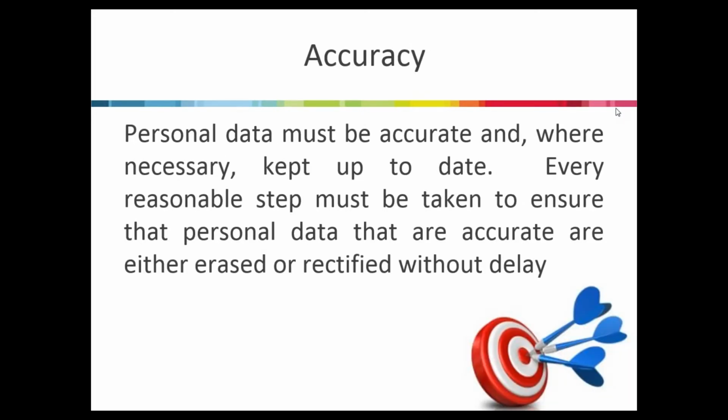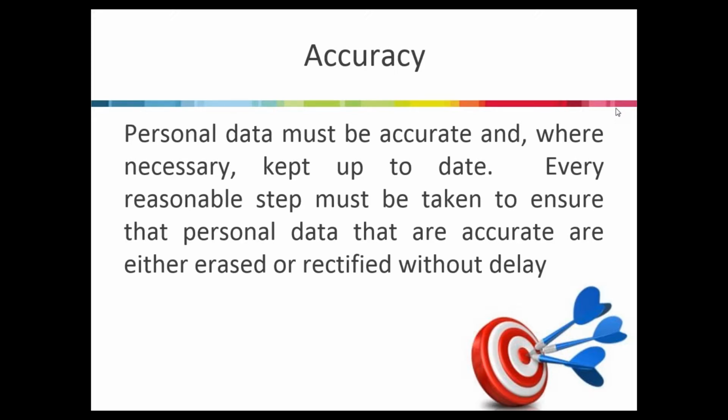So, Article 5(d) sets out the fourth principle, which is that personal data shall be accurate and, where necessary, kept up to date. Every reasonable step must be taken to ensure that personal data that are inaccurate, having regard to the purposes for which they are processed, are erased or rectified without delay.